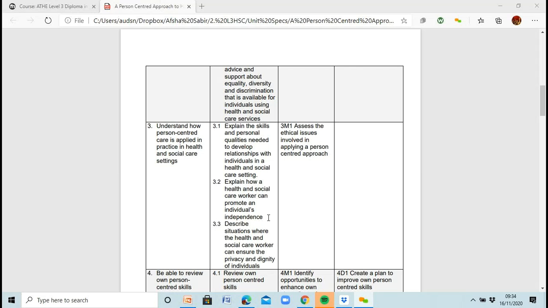3.2 is explain how health and social care workers can promote an individual's independence. And then 3.3 is describe situations where the health and social care worker can ensure privacy and dignity of individuals. Then we also have a merit question where you're going to be assessing the ethical issues involved in applying a PCA approach.